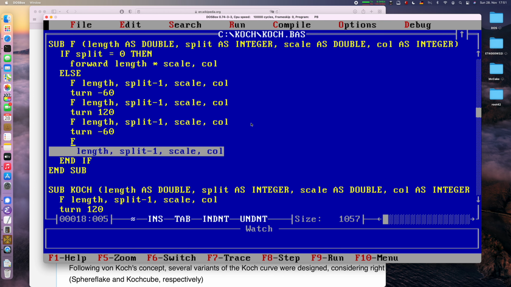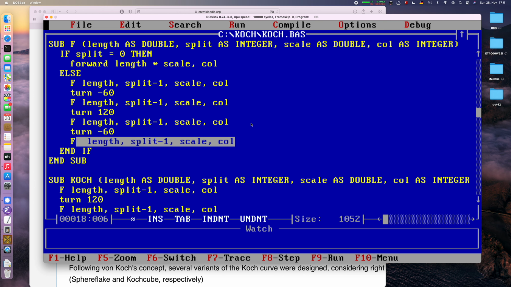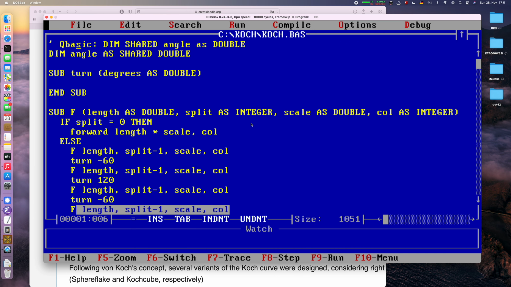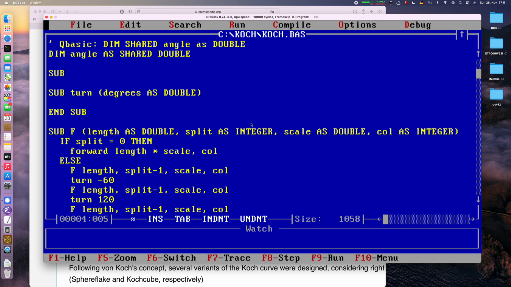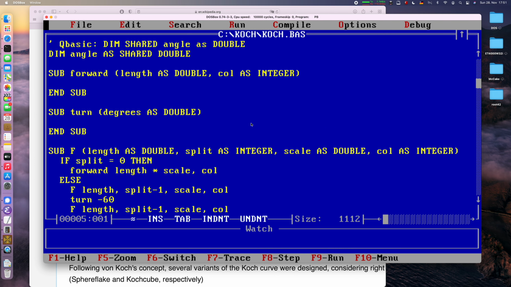That's basically already the implementation of the curve algorithm itself. What's still missing is the forward function and the turn function. So let's have a look at that. Forward needs some length, basically. Let's say that's a double, doesn't matter much, could be an integer, and of course the color that we're using. So that's the forward function.